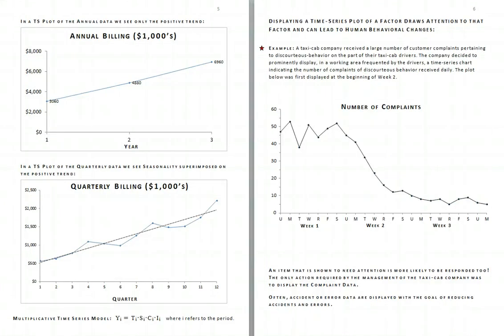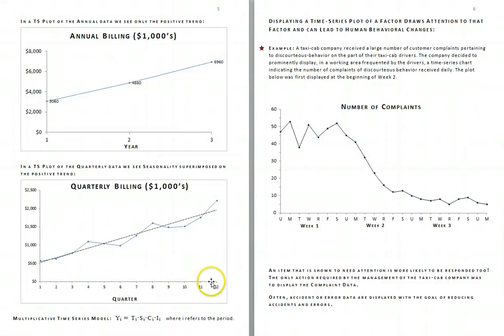We've moved to the next page. The first plot indicates the three annual billing amounts. In the plot, we see clearly the positive linear trend in the data. The annual billing amount increases by approximately the same amount each year.